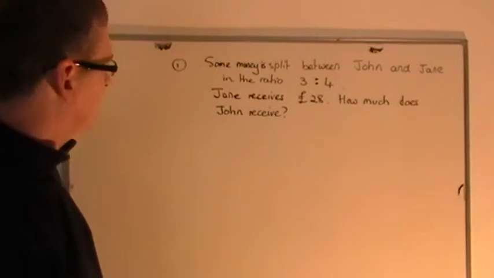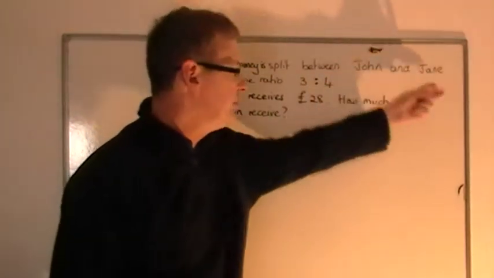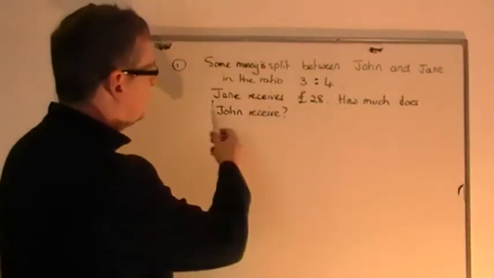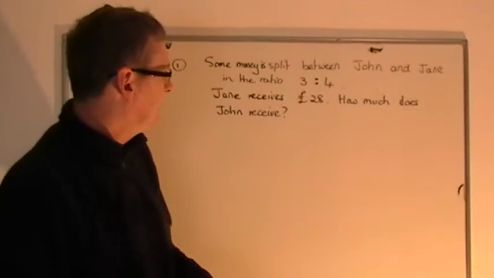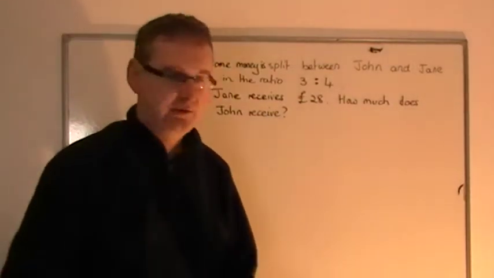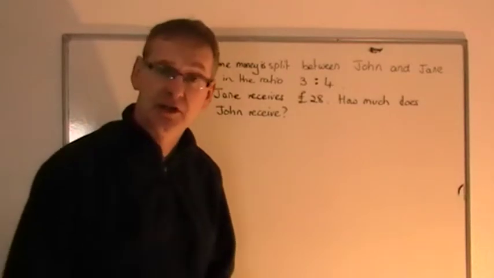In this particular question, we're going to take some money again, we're going to split it between two people. I've actually named them John and Jane this time, and they're going to get the money in the ratio of 3:4. So in other words, every time the money is dished out, John would get £3, Jane would get £4. £3, £4, £3, £4 until all the money is gone.